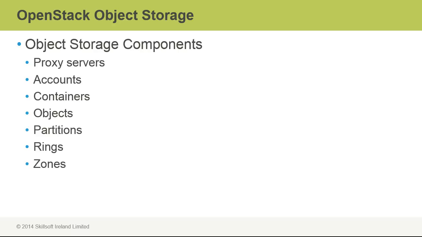Rings are used to map between partitions and the actual storage node. So a ring is a mapping. It's a mapping between the names of entities stored on the disk and their physical location. There's actually a separate ring for accounts, for containers, for objects, and when any other component needs to perform an operation on an object, a container, or an account, they interact with the ring through the proxy server to determine the actual location in the cluster of storage.